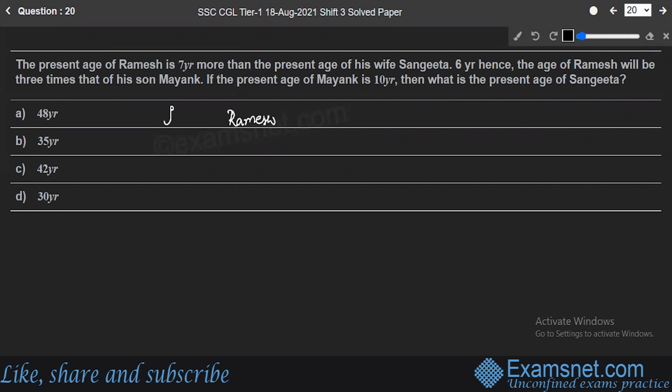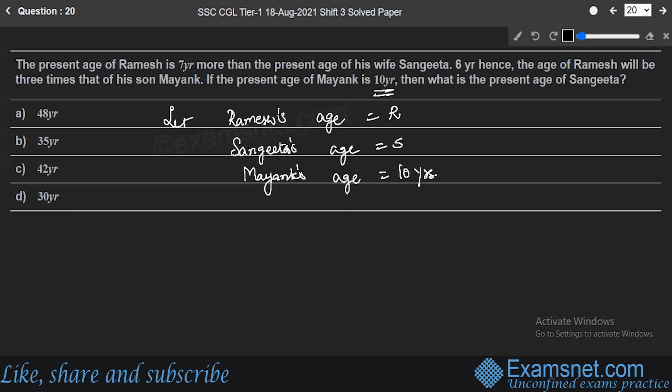Let's say Ramesh age is equal to R. Sangeeta's age is equal to S. And Mayank's age, we already know it's 10 years. So I'll just write down Mayank age is equal to 10 years. Now there are two scenarios in the question. The present age of Ramesh is 7 years more than Sangeeta. So according to the question, you have two equations. First equation, the present age of Ramesh is 7 years more than Sangeeta. So it is 7 plus S.